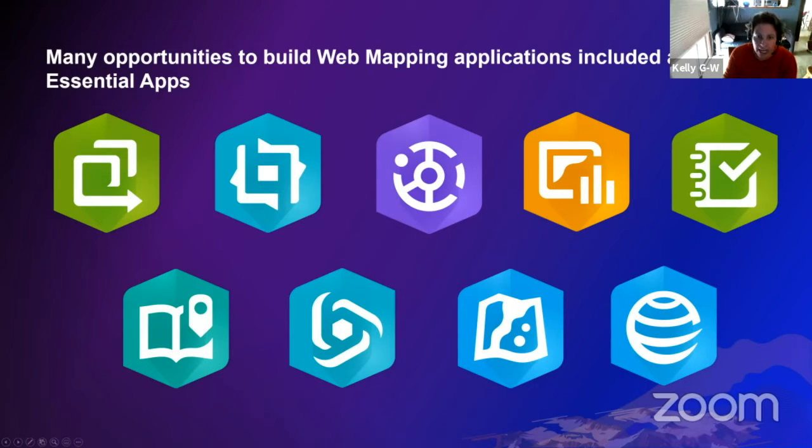So these are some of the icons of the different apps. We've got Instant Apps, Web App Builder, StoryMaps, Experience Builder. I've got App Studio in here, the Map Viewer, ArcGIS Earth, Dashboards, Survey123. There are quite a few different types of applications that you can build, and it's really going to be about building what works for your workflow and your audience.